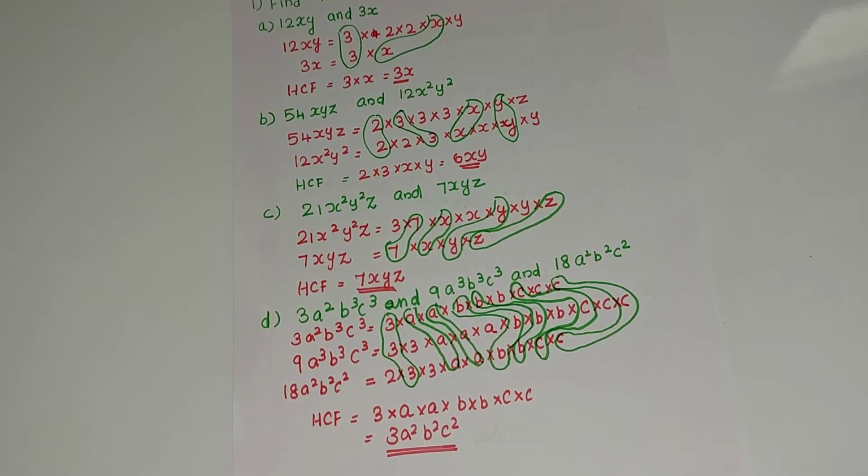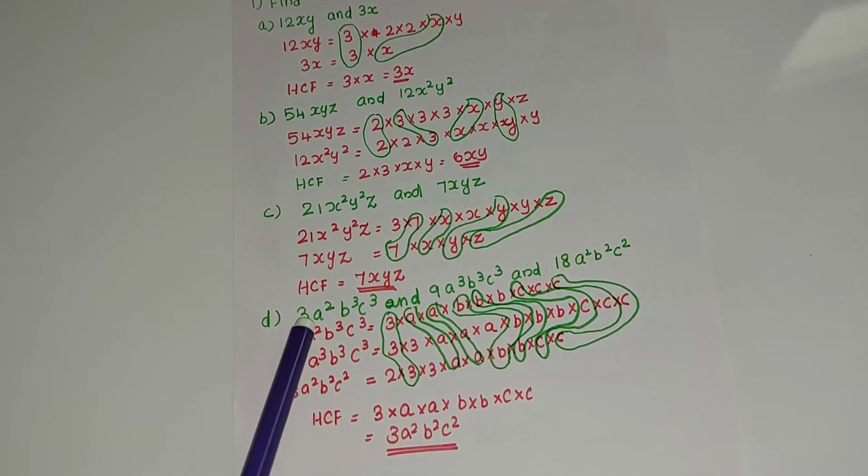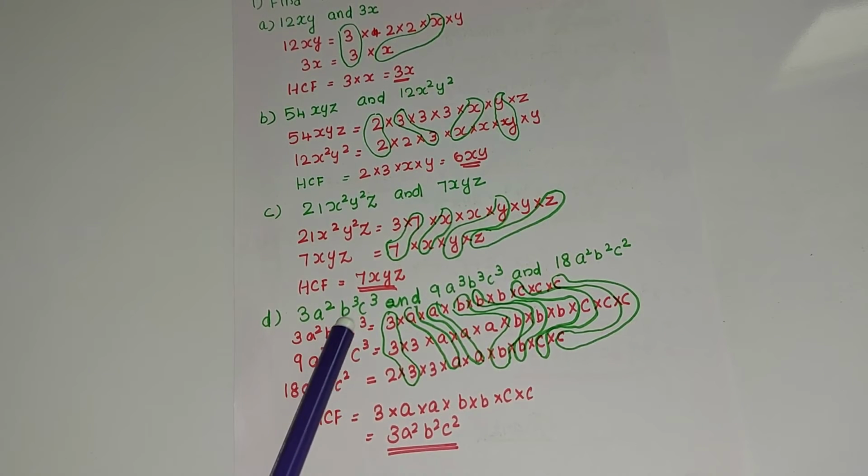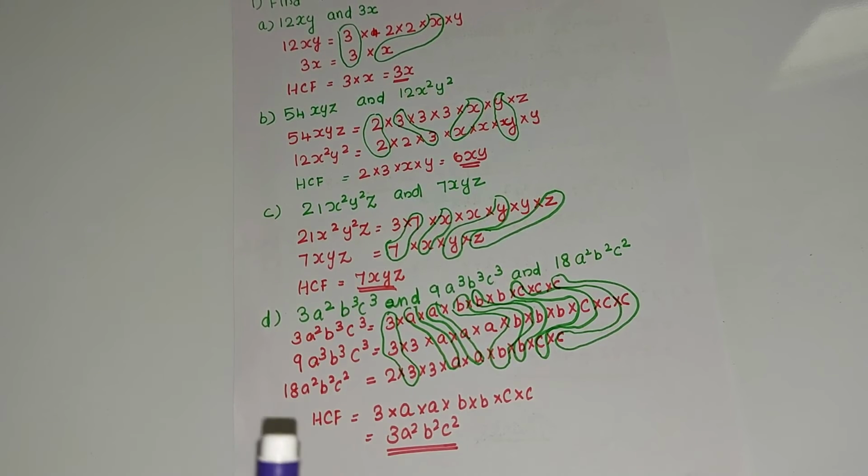Here is one more method you can use. You check 3, 9 and 18. You know the highest common factor of 3, 9 and 18 is 3. So you take 3, and then a square, a cube and a square. Which one is the lowest power of a? This is a square. So a square is common to all, you can take a square. And b cube, b cube and b square. Which one is the smallest power? b square. So you can take b square. And c cube and c square. So you can take c square. In that way also you can do.